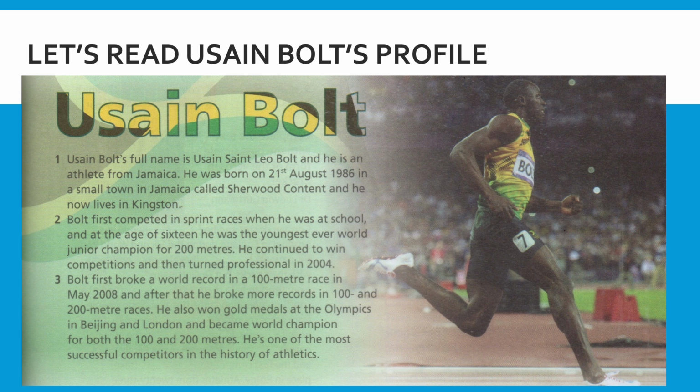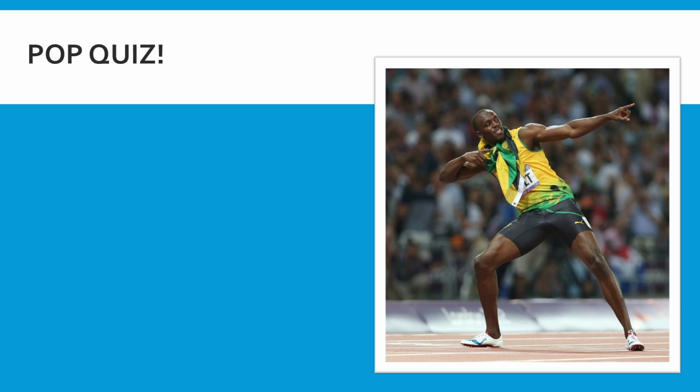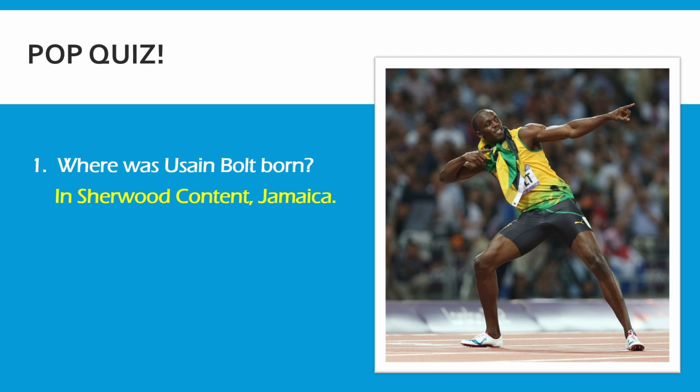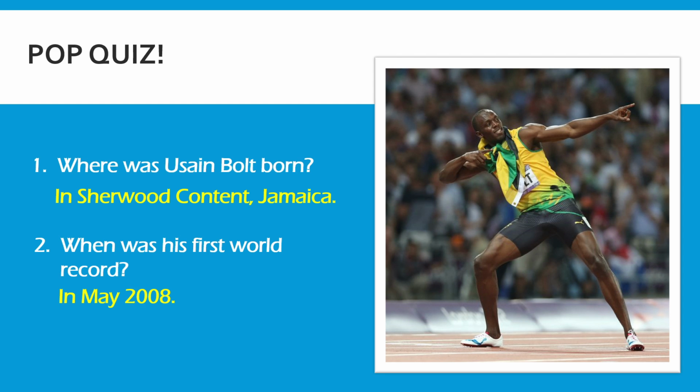So I guess now you know Usain Bolt better by reading his profile. Let's try to answer 2 questions to show that you understand at least a little bit about Usain Bolt. First, where was Usain Bolt born? The answer is he was born in Sherwood-Contan, Jamaica. Number 2, when was his first world record? It was in May 2008. If you managed to get these 2 answers correct, congratulations and well done, you're really a sharp reader.